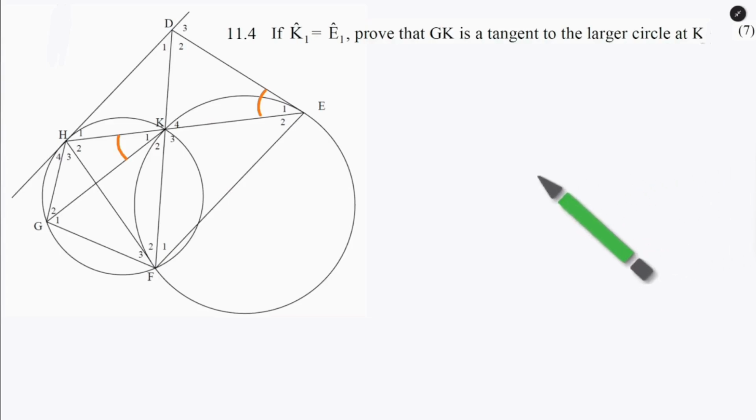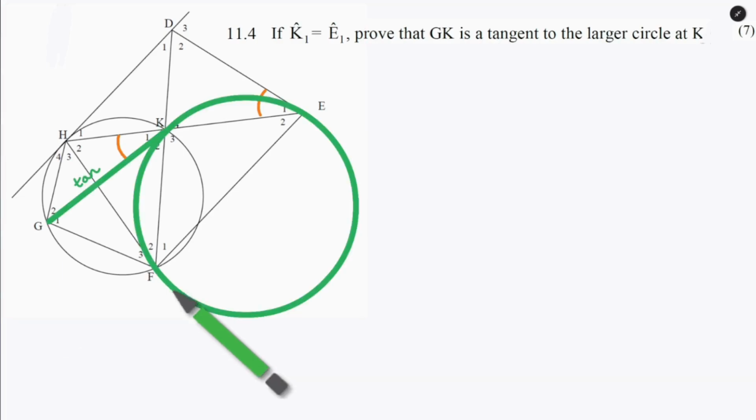Okay, this question is not for the faint of heart. 7 marks. If K1 equals E1, indicated by the orange angles, we've got to prove that GK is a tangent to the larger circle. So to prove that GK is a tangent to the larger circle, I'm going to have to utilize the converse tan chord theorem. In these sort of questions, you have to start with a conclusion to actually know what to do.